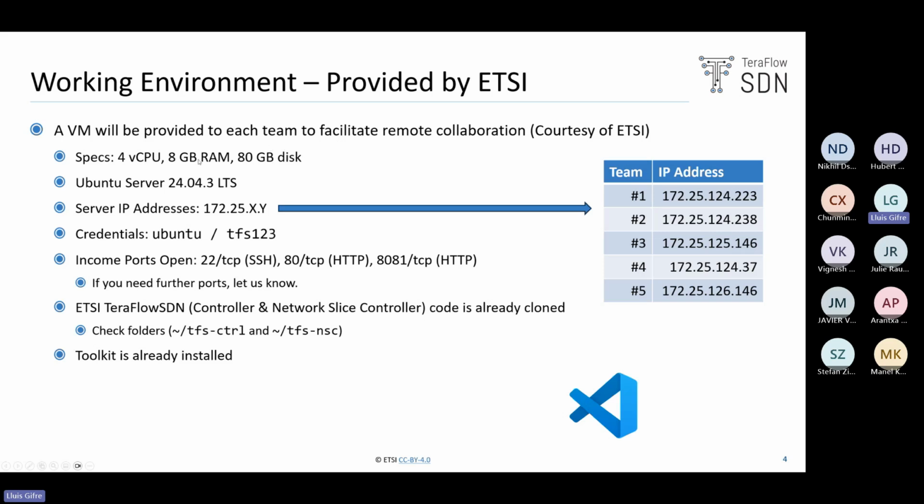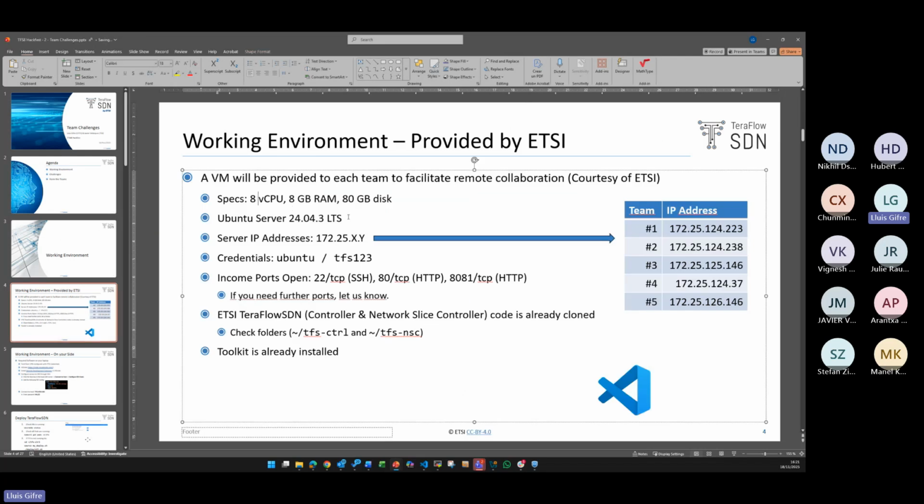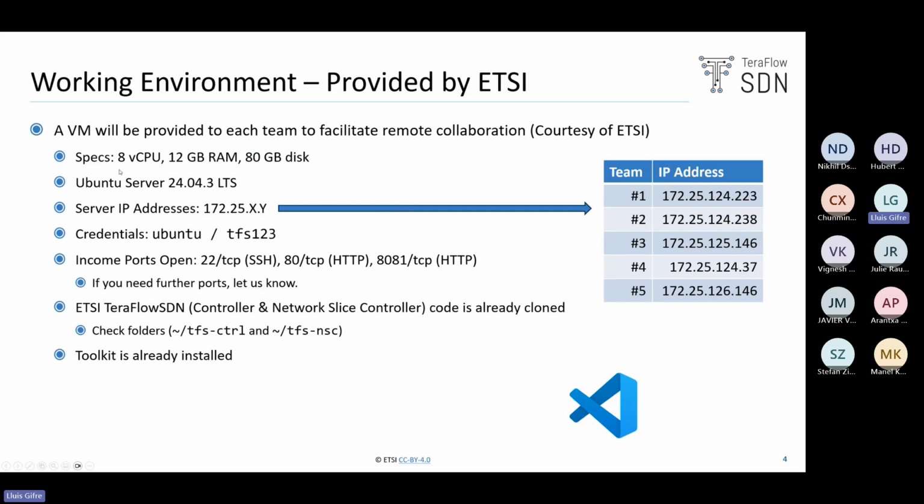The virtual machines, okay. First thing that I need to change, because I was updating this thing with Julian this morning just to ensure that you have enough resources for running the Hackfest. Each VM is 8 CPU and 12 gigs of RAM. They have 80 gigs of disk. So with this, we tested and it's enough for running the Terraflow controller, the Terraflow network slice controller, and also this small environment with Container Lab that I was showing to you. It should be fine. It is running Ubuntu Server 24.04. It's upgraded, so you don't need to upgrade anything.